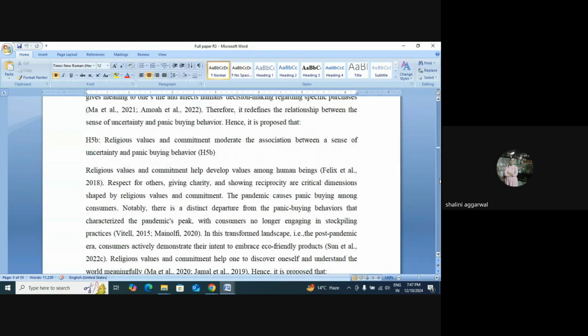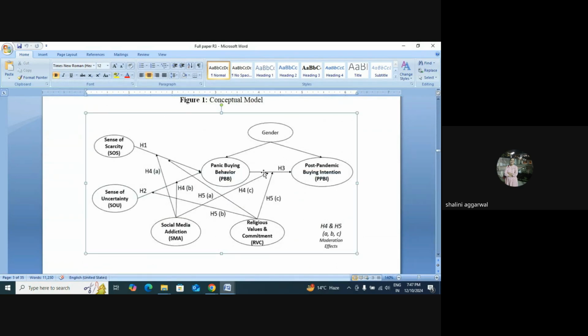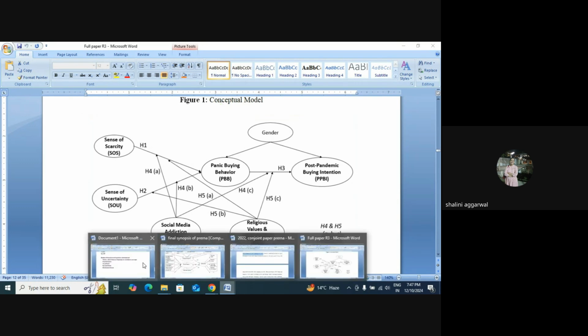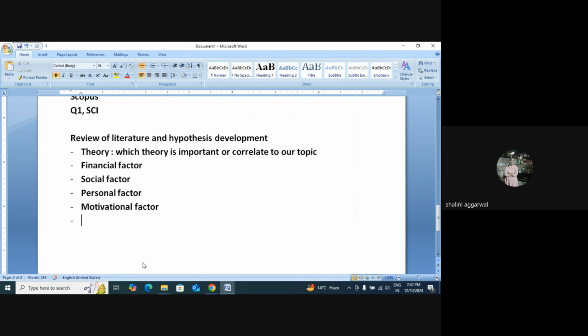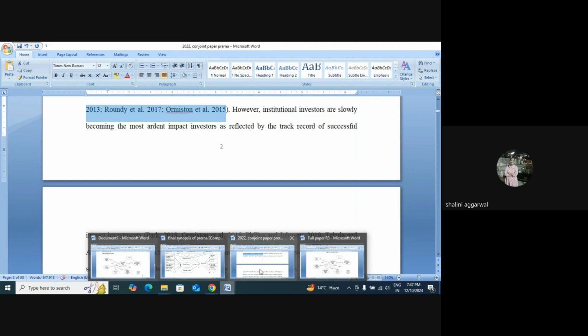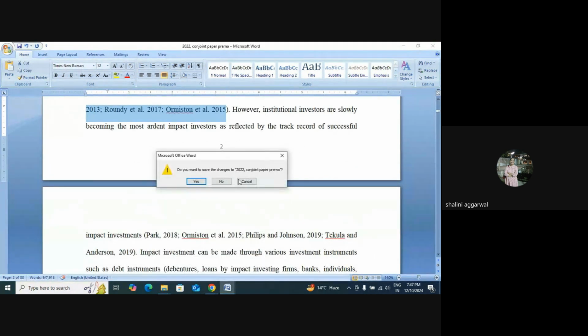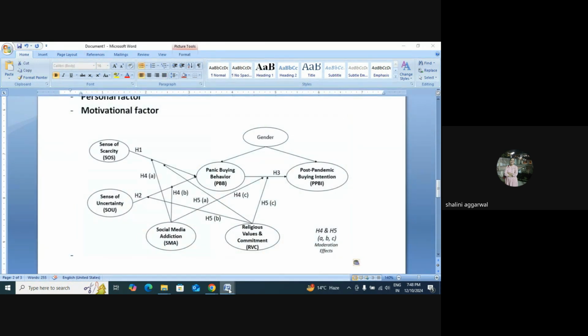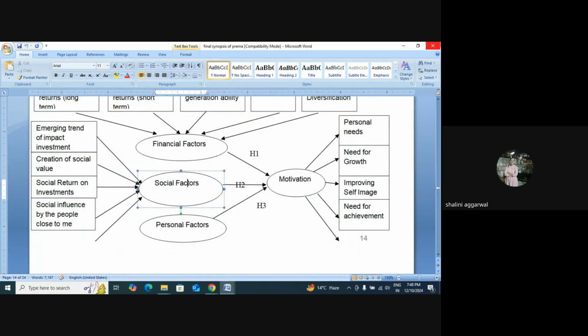Okay, this paper of mine got published already. So let's say this is my paper. इसमें example मेरे को easy होगा आपको देना because I have a very detailed review of literature and all that with respect to this. Let me close down the other sites.